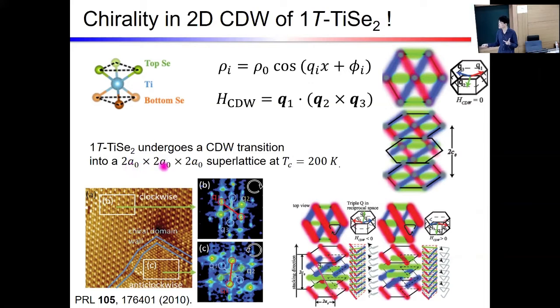So each unit cell vector is dimerized. So it's a 2 by 2 by 2 superlattice. If they don't have any color, then it should be this picture. Each color represents one direction's CDW Q vector. So 3 equivalent CDW Q vectors exist in one plane. So they don't have any color along any direction like here.